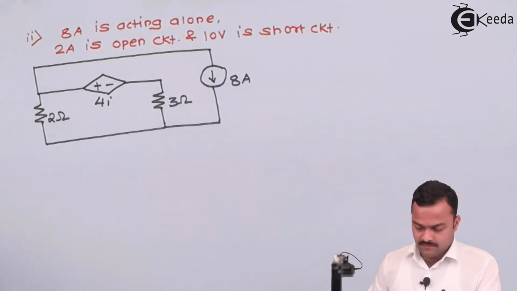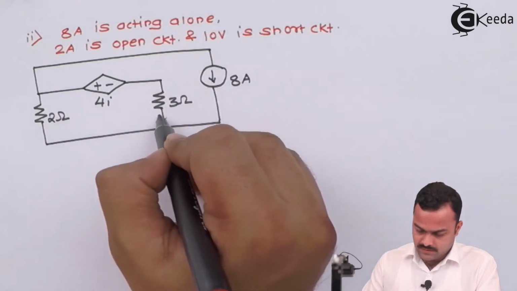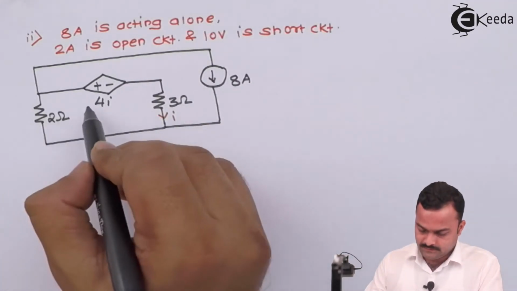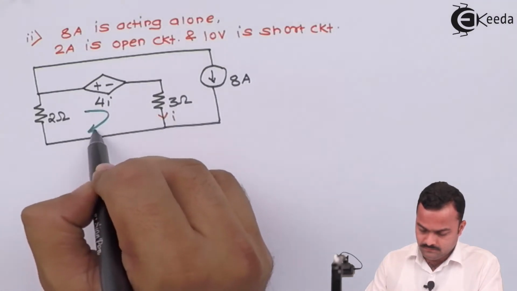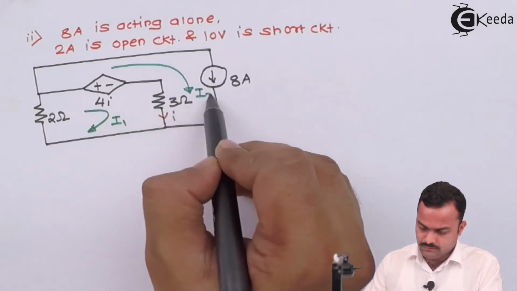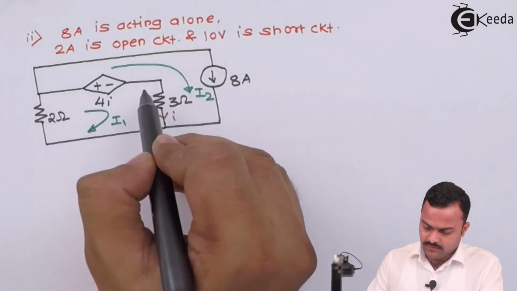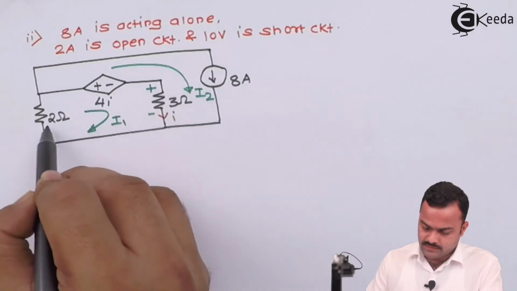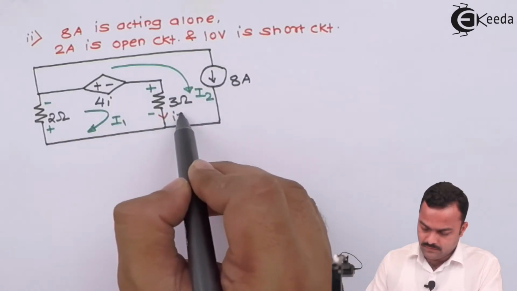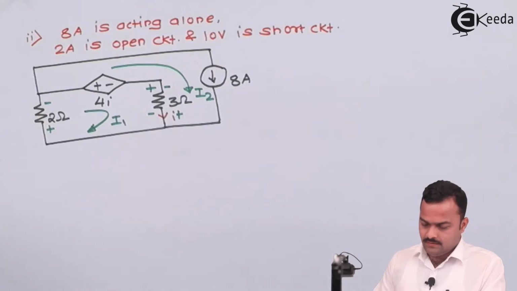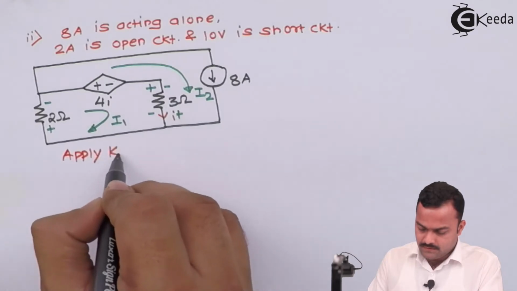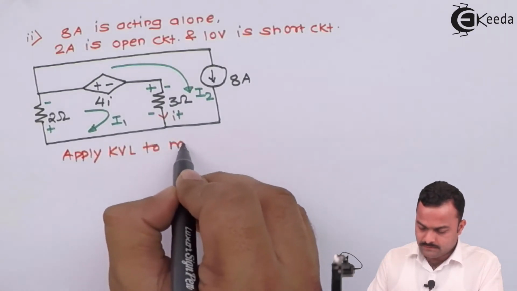So once again, here we are having this current I on which this voltage depends, and two loops are there, I1 and this is I2. Let's mark all the voltages because of the current flowing through resistors. This is for I1, and for I2 we'll have only one drop like this. So let's apply KVL to mesh 1.